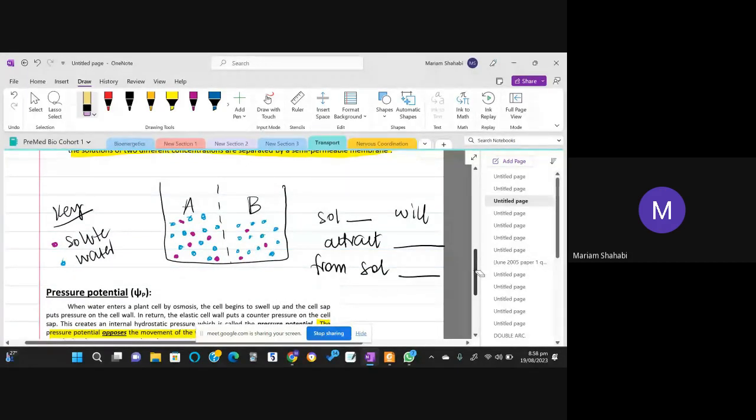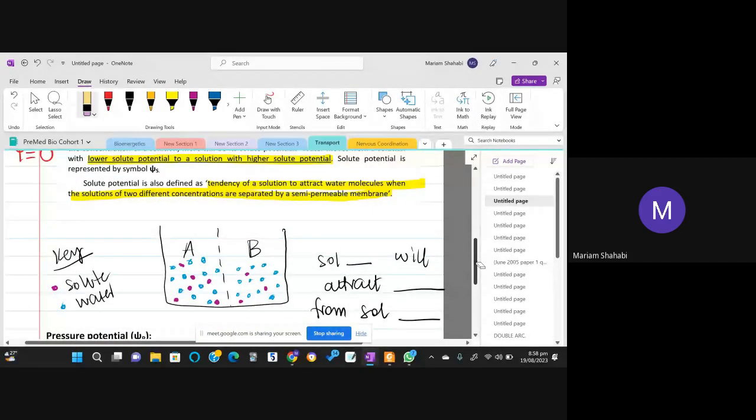Now I just told you that solute will always attract water. So this is exactly what they're saying. When you separate two solutions across a semi-permeable membrane, then where the solute is higher, it will attract water towards itself.